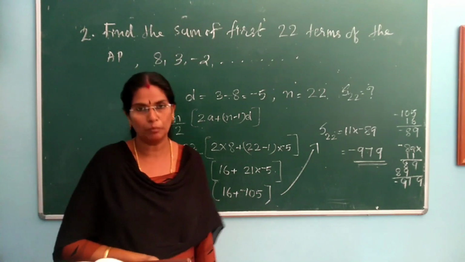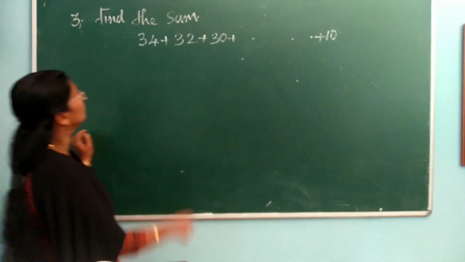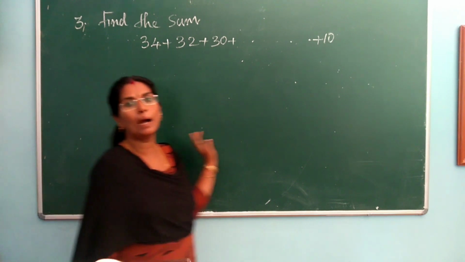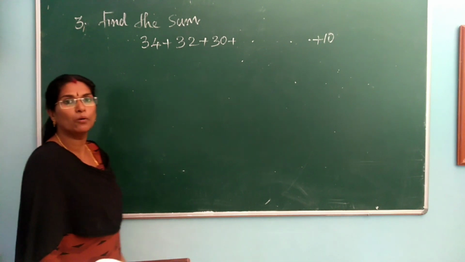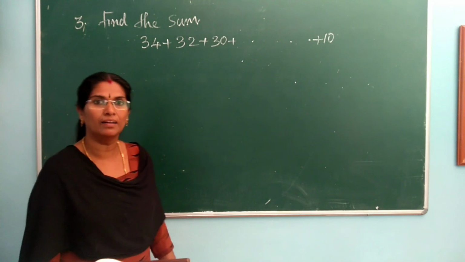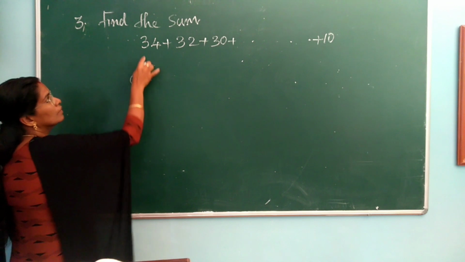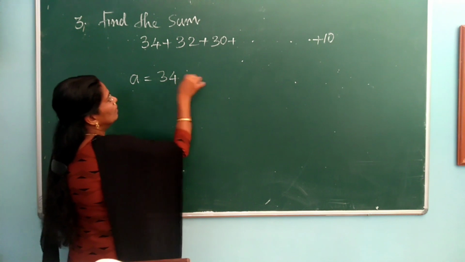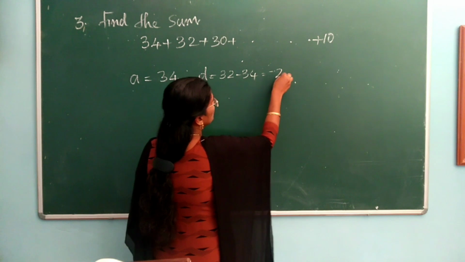Okay, now we can do one more question. Now our third question is find the sum 34 plus 32 plus 30 etc. up to 10. So this one is also an AP. How can we find the sum of the terms? But how many terms? That is not given. Then we have to find out the number of terms. For this, first we have to write what is a here, 34. What is d? 32 minus 34, you will get minus 2.